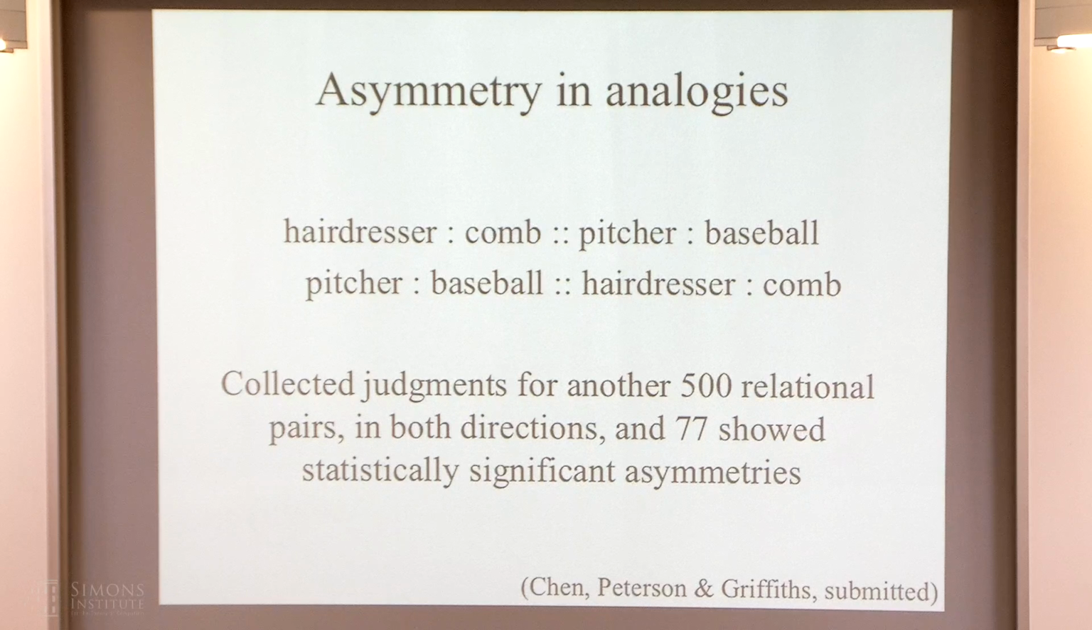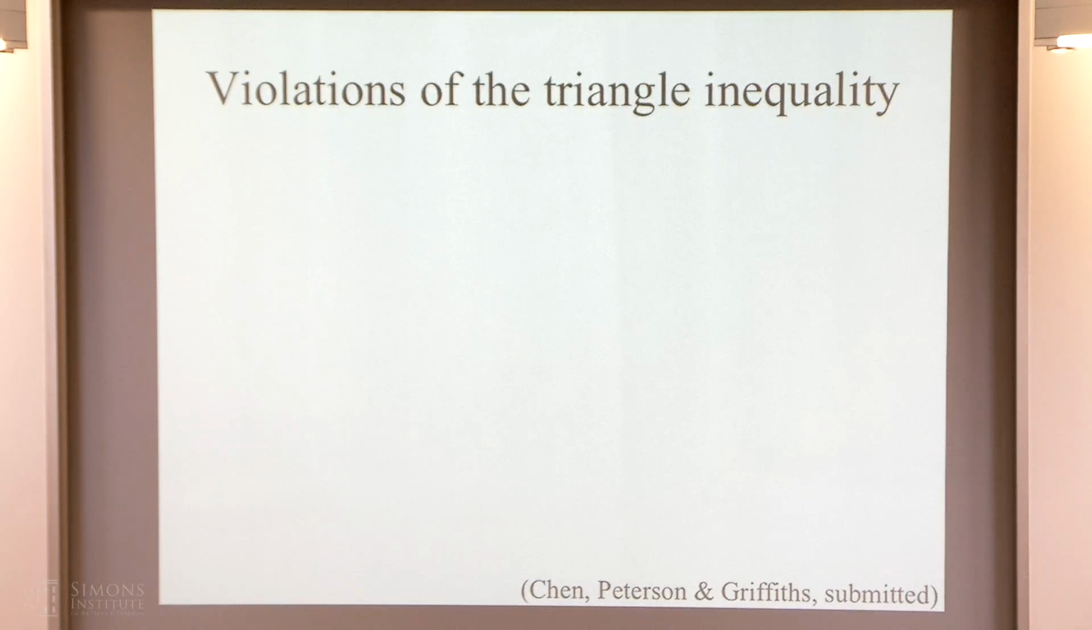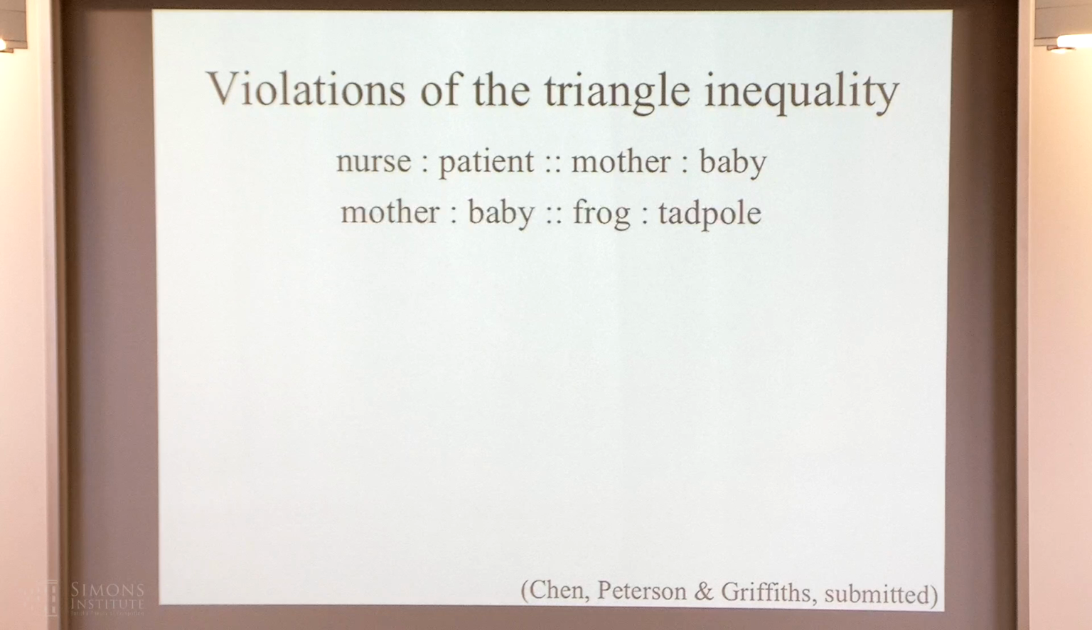Yeah, that's right. So the other thing you can do is show violations of the triangle inequality. So Dawn somehow was able to come up with examples that illustrate this. I don't quite understand how she did this, but here's an example. So here's an analogy. Nurse is to patient as mother is to baby. Pretty good. Mother is to baby as frog is to tadpole. Also pretty good. Nurse is to patient as frog is to tadpole. Not good, right?